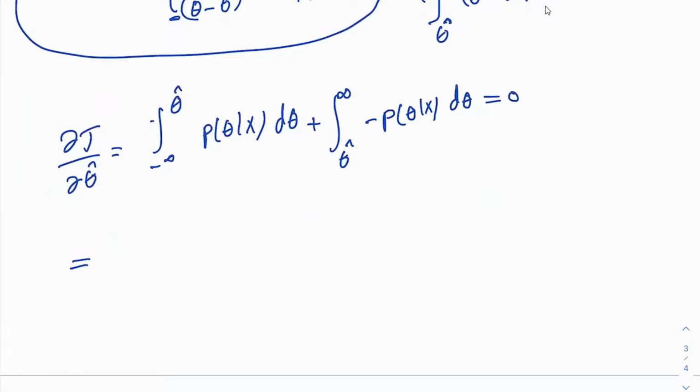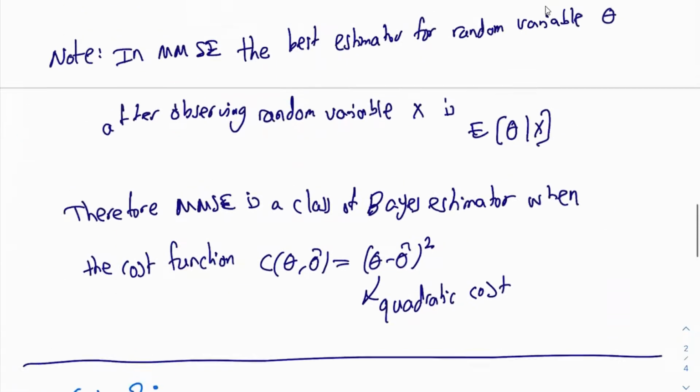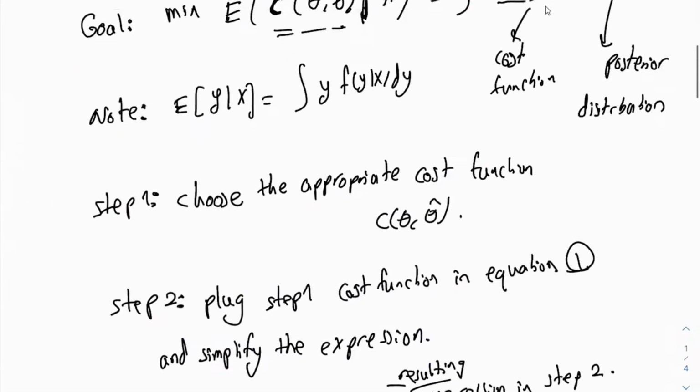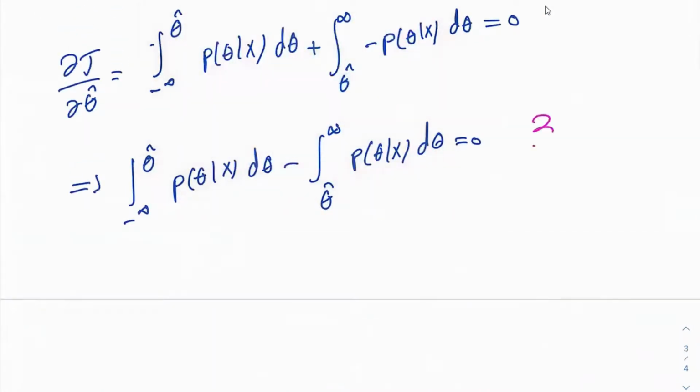Let's write one more step here just in case. So what we have is the integral from negative infinity to theta hat of p of theta given x d theta, minus, just moving the negative sign outside the integration, the integral from theta hat to infinity of p of theta given x d theta, equals 0. Okay, good. Great. So we have one equation here. I would call this one equation 2.